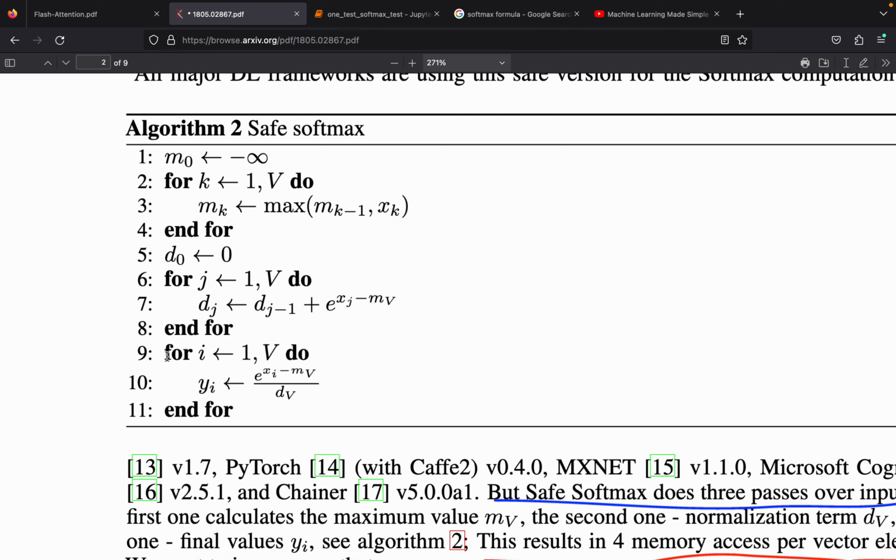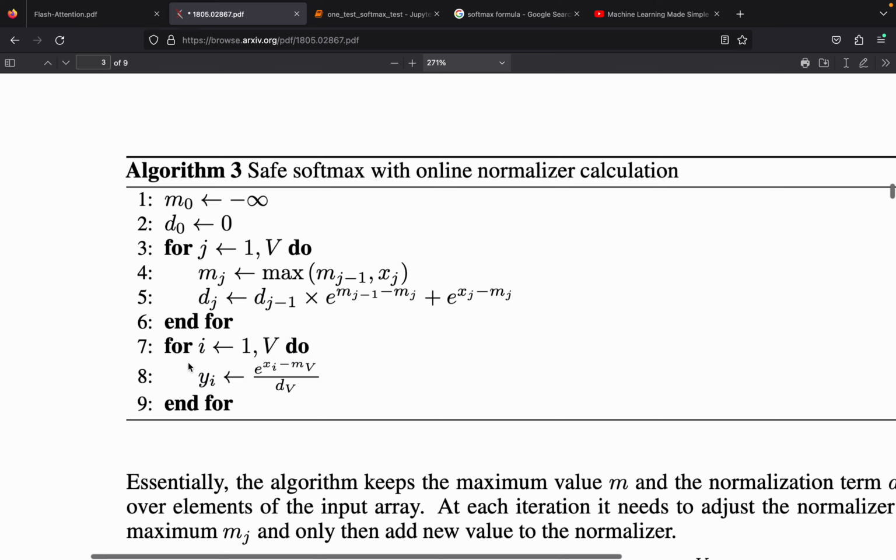Whatever the third for loop in the safe Softmax does, this for loop does exactly the same thing with online normalization. That means go through each element, subtract the maximum value from that element, raise e to that, and divide by the sum of those. But how do we get the denominator in the first place? I think it is dj, or in the final case dv. One of the catchiest things is how we even calculate this.